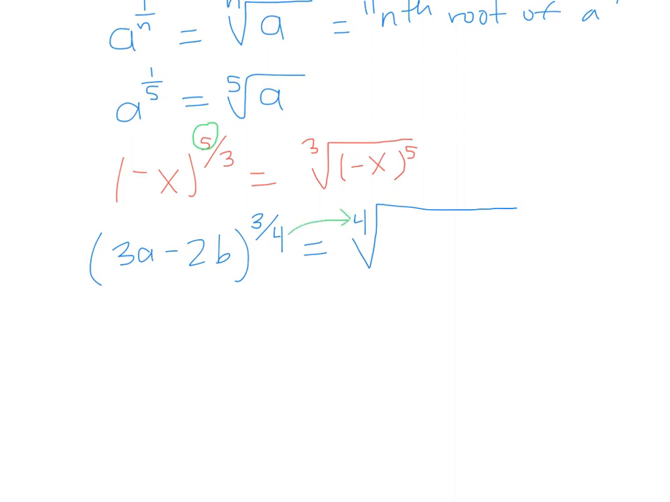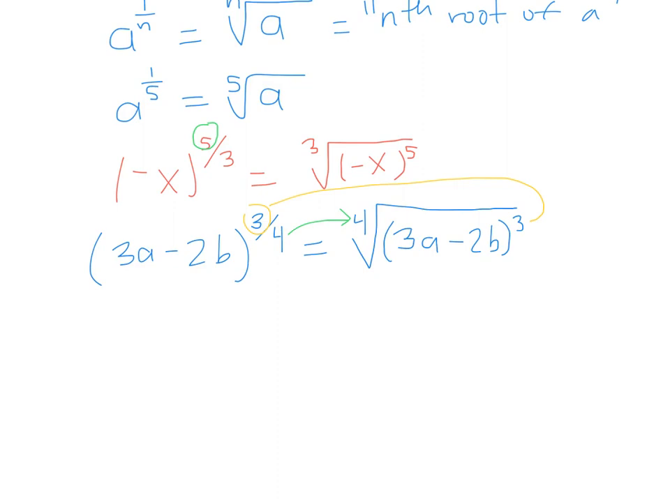Then the base goes under the radical, keeping it in parentheses, 3a minus 2b. And then the exponent is the numerator. So we want to put that as the exponent on that base. Okay, so we end up with the 4th root of 3a minus 2b, that quantity squared.